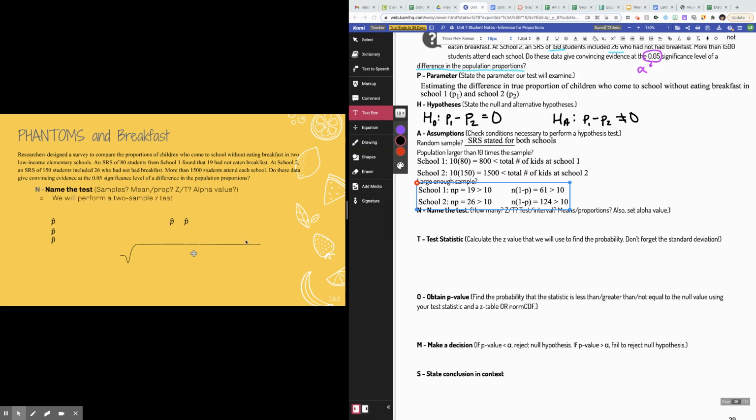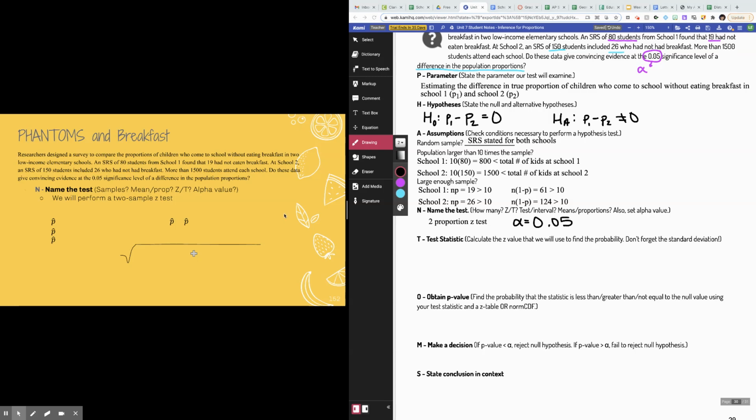Okay, the next step is to name the test. I know I wrote it as a 2-sample z-test on the left-hand side, but the most accurate name for this test is a 2-proportion z-test. You could say 2-sample z-test. They mean essentially the same thing. Okay, and then we also have to set our alpha value, and they told us that my significance level was 0.05.